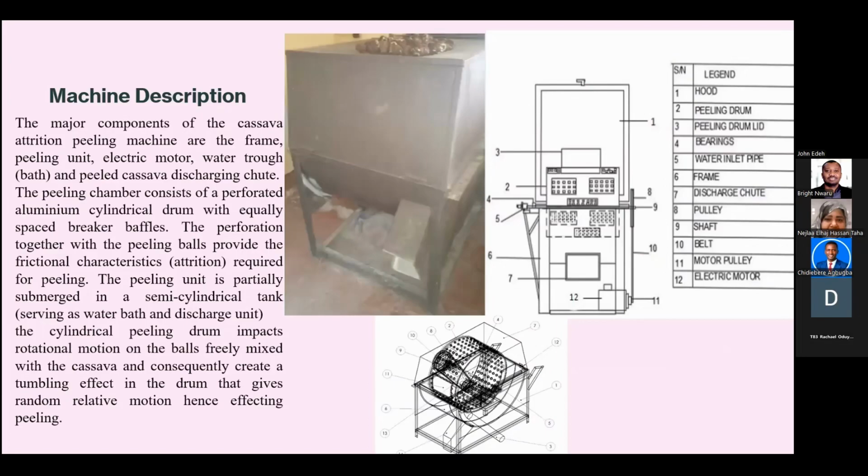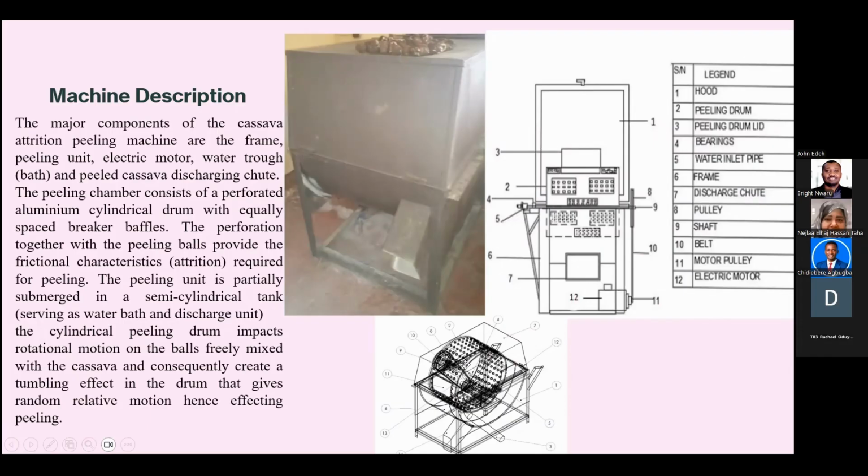Okay, so this machine that we came up with is unique and very efficient. It works with a peeling ball. If you look, this is the machine developed, and it is at Michael Okpara University of Agriculture, tested, confirmed, very efficient in peeling. If you look on top of this machine, you see balls. These are the peeling balls that work with the other peeling mechanisms that are in the machine.